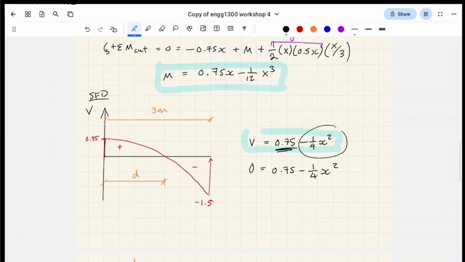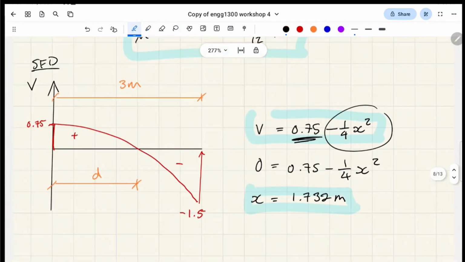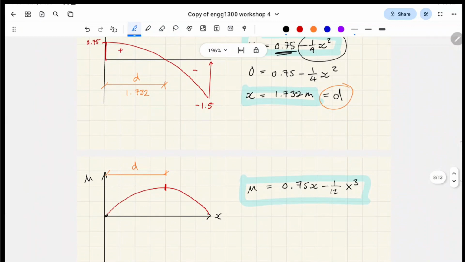You want to solve this on your calculator for x, and you can get 1.732 meters. Sorry, it's x, but we'll just call it d. That's what we've solved for here, so that's 1.732.